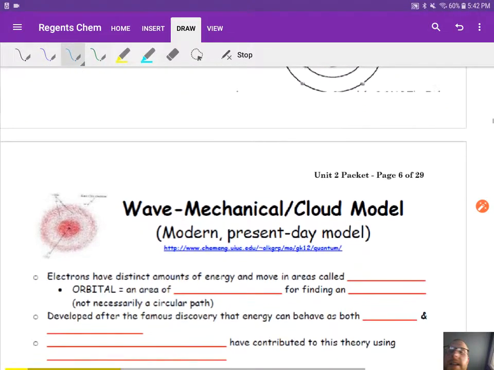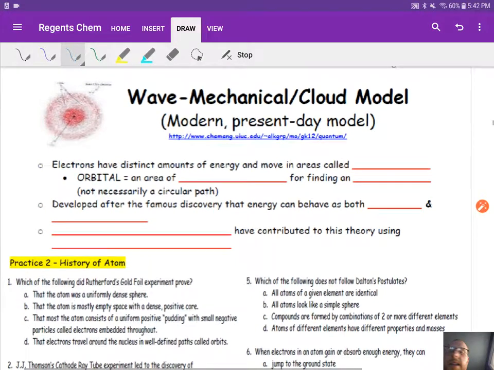So, continuing on to where we're at today, guys, this is the wave mechanical or cloud model. It's what we have today, where electrons have distinct amounts of energy and they move in areas called orbitals. Okay? An orbital is just an area of high probability for finding an electron. All right, so it's our best guess as to where they actually are. It doesn't have to necessarily be a circular path. It could zigzag a little bit.